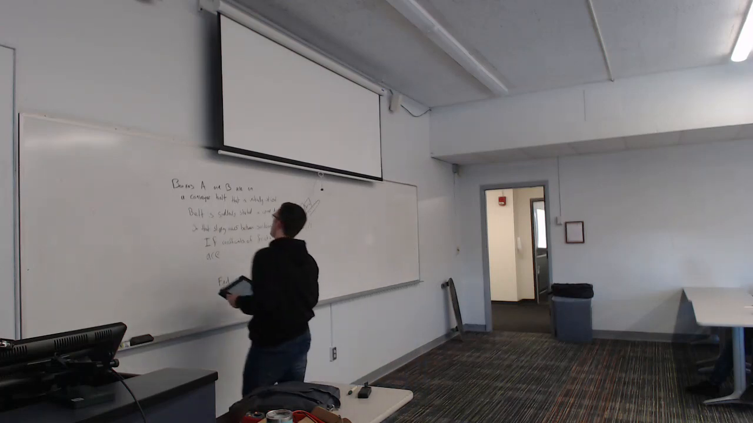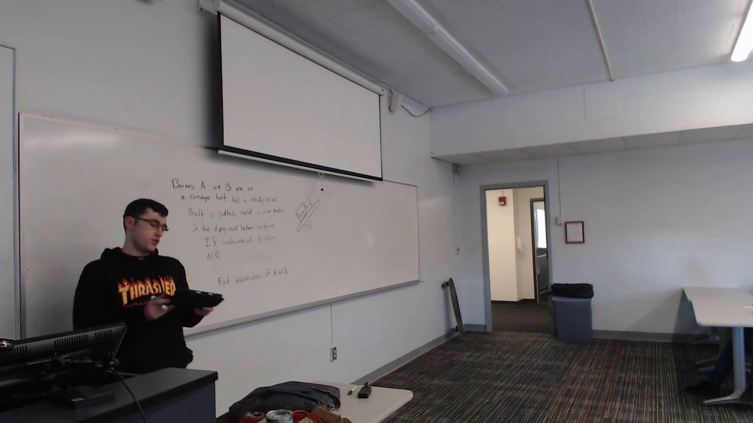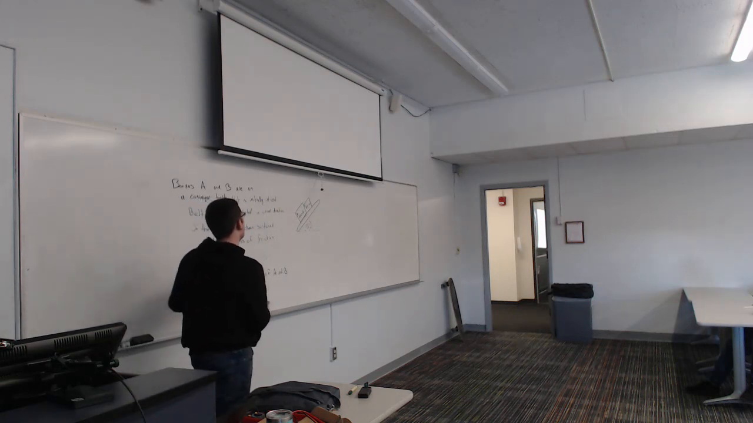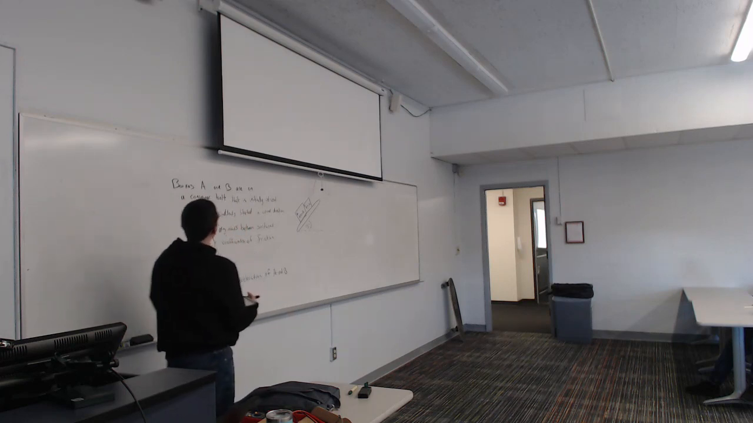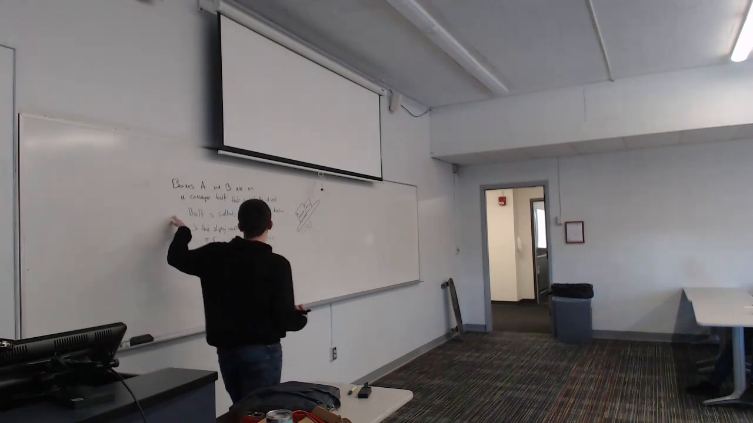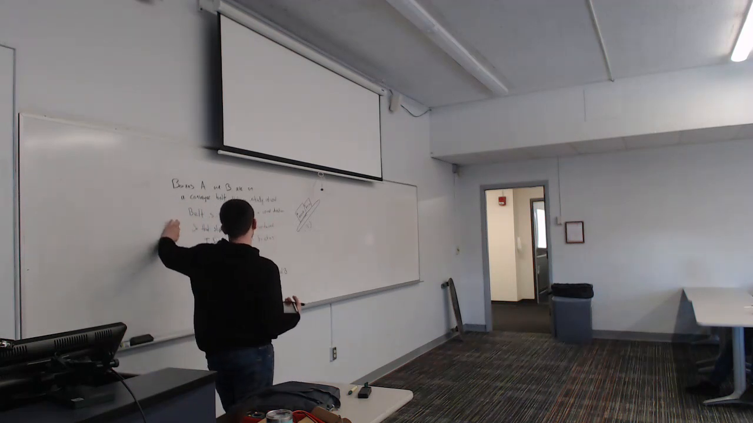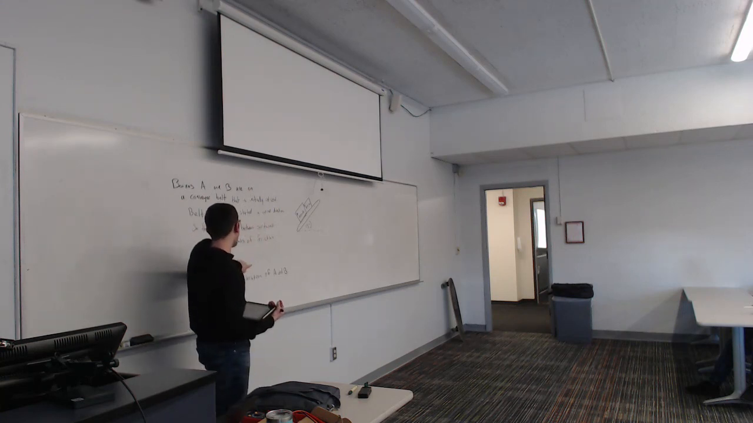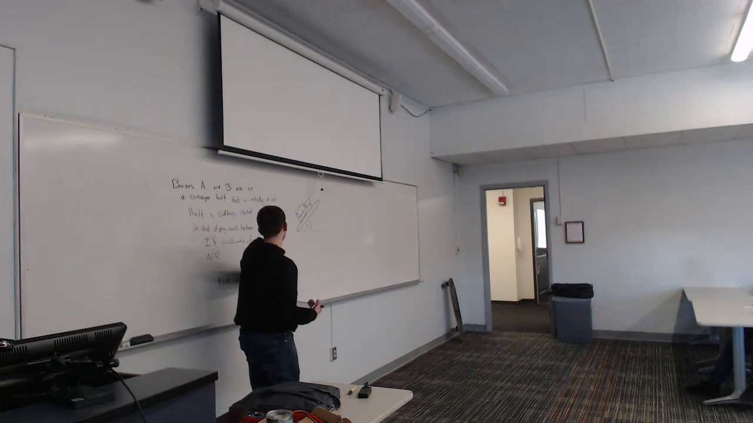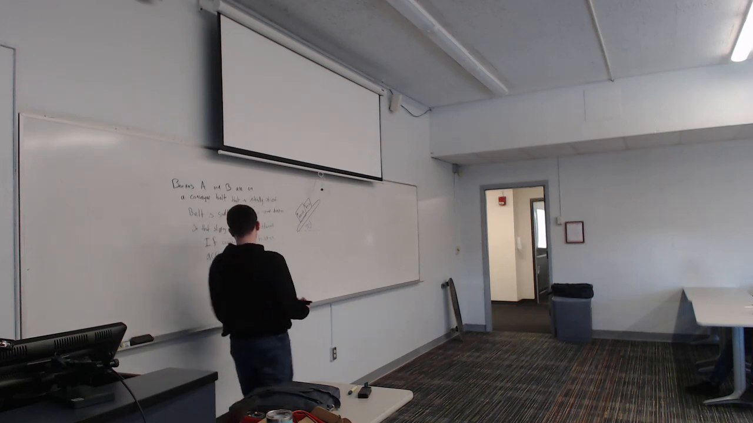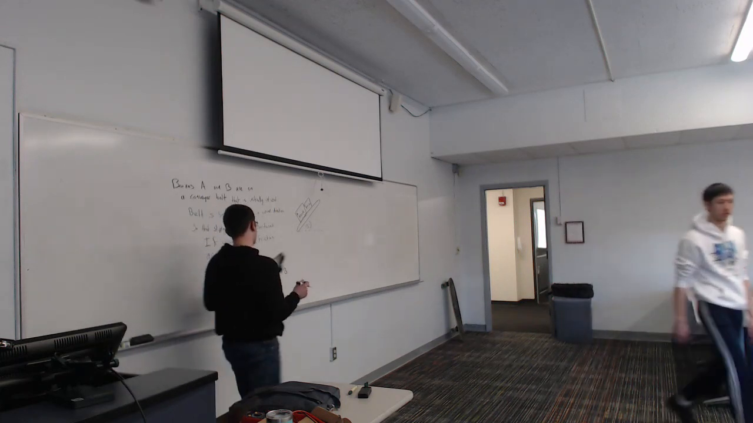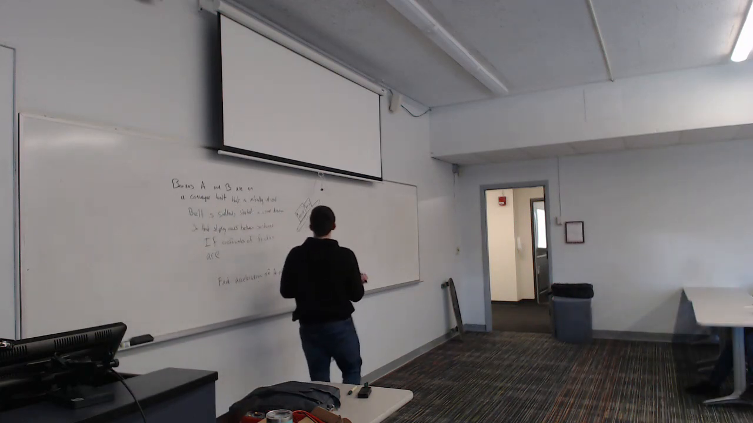Okay, so the question asks you, boxes A and B are on a conveyor belt that is initially at rest, and then the belt is suddenly started in the upward direction so that slipping occurs between the surfaces. If the coefficients of friction are, this is the one for A, and this is the coefficient of kinetic friction for B, the question asks you to find the acceleration of both boxes.